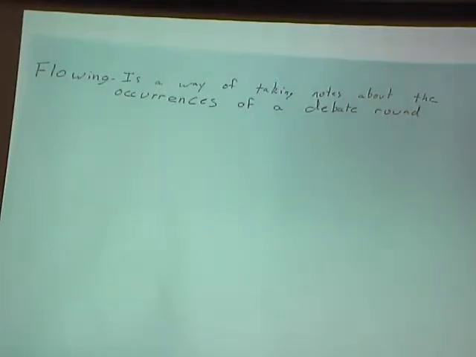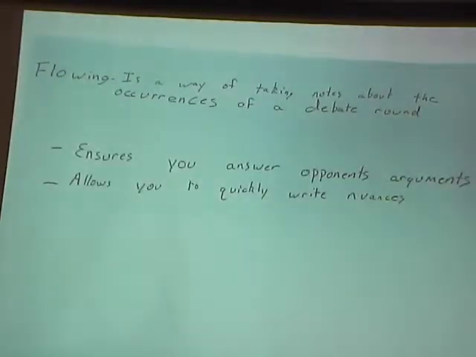There are a lot of things that occur in a debate round. There's a lot of arguments that are made by lots of different people in the round. And so you want to try to keep track of what is being said in the round. And flowing is used to be able to do that. In fact, flowing ensures two things.